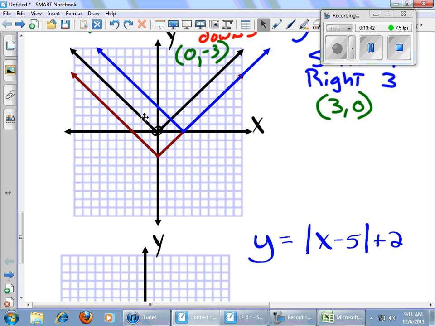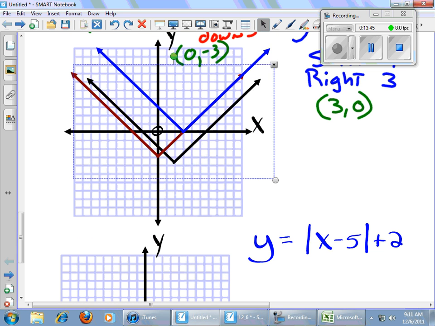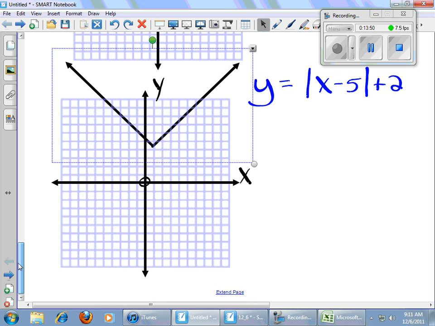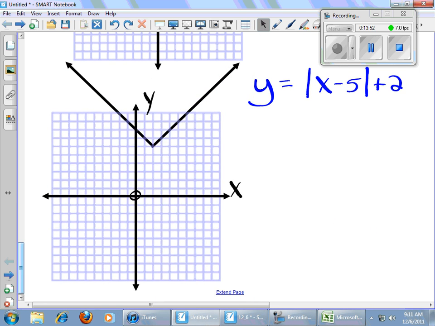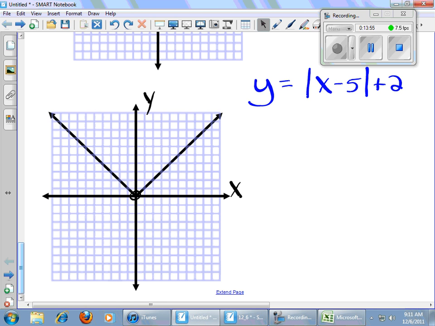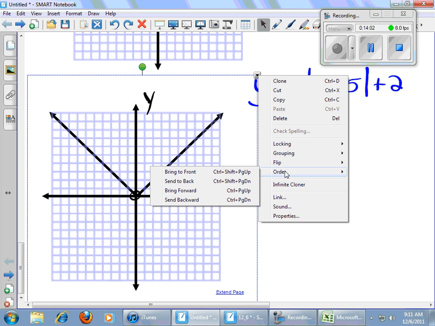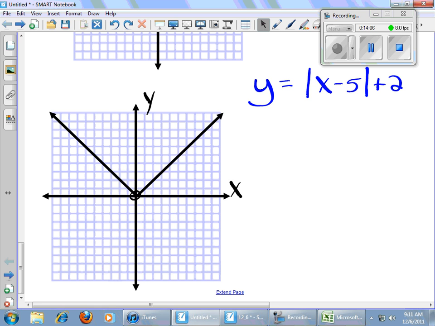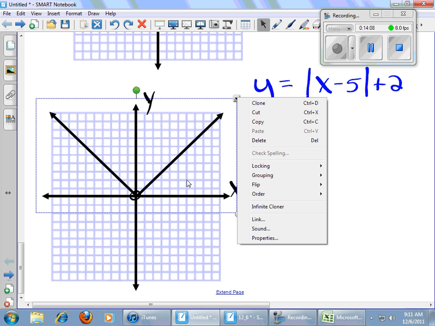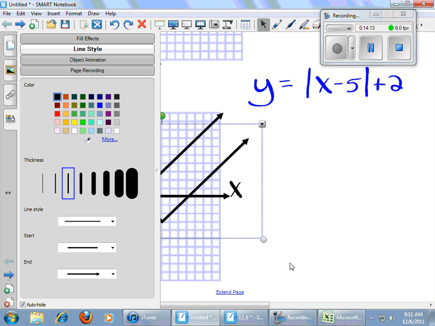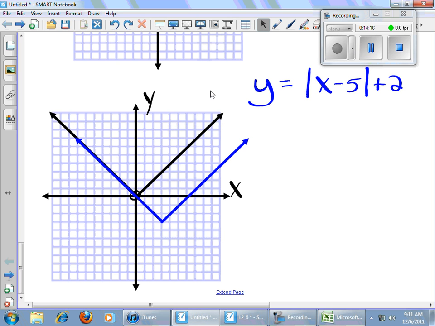Oops, I want to clone. Oh, I guess I did get it. Yep, there we go. Let me grab this guy down here. Our original equation was y equals the absolute value of x, right? Well, he looks like that. Okay. Well, this is kind of weird. Let me change the order. There we go. I'm going to change them to blue. All right. So there is the original equation.